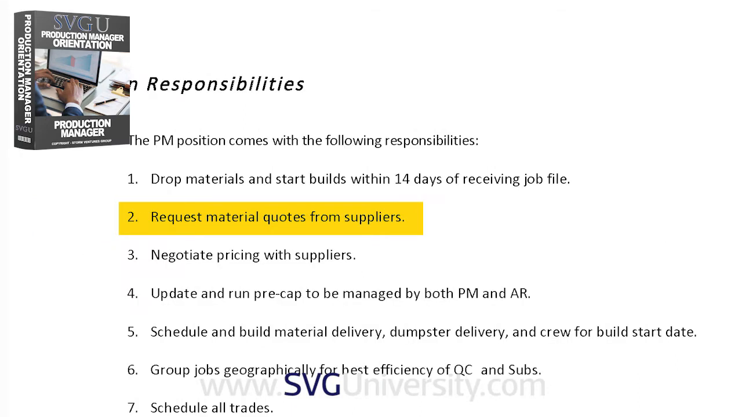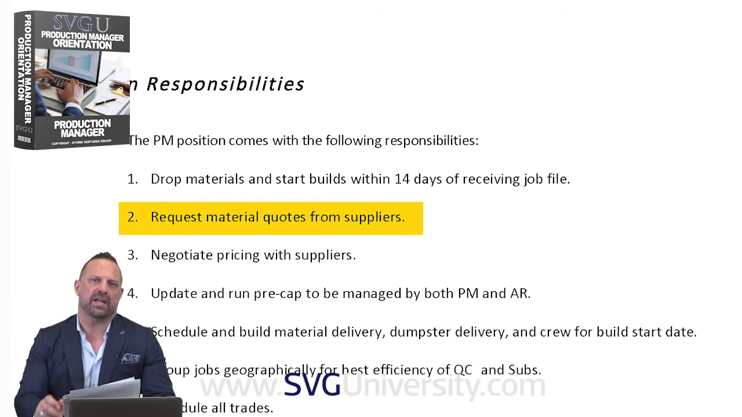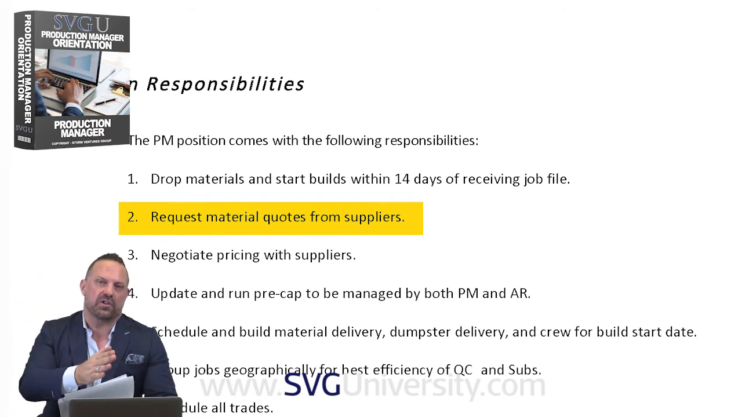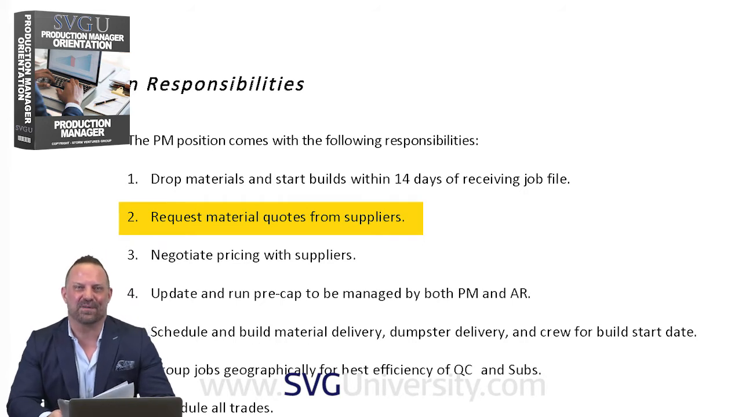Okay. Two, you're going to request material quotes from suppliers. When you send in your roof order sheet or any kind of order sheet to a supplier ordering materials, always try to get that order, we call it an order acknowledgement form, back so that you can check it against your pre-cap or what you expected to pay so that you're sure that you're not overpaying for supplies, and then put that in the job file.